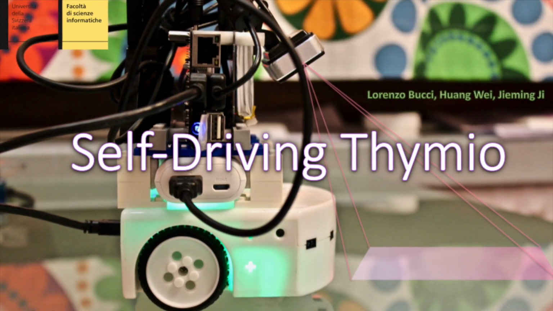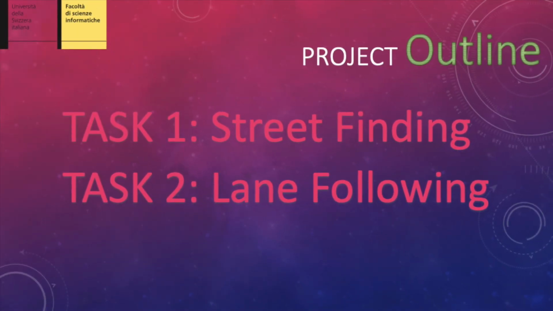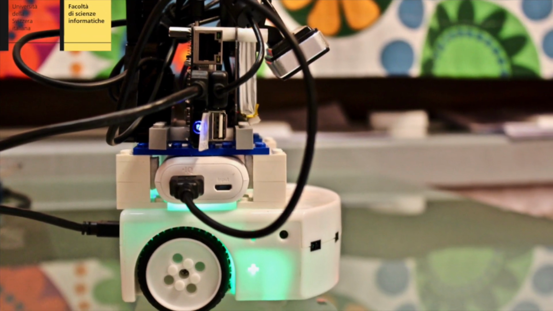The self-driving Thymio project is structured into two main tasks. If we provide a street set, can Thymio find the lane and follow it? But before we could begin solving these tasks, we had to solve some technical problems.